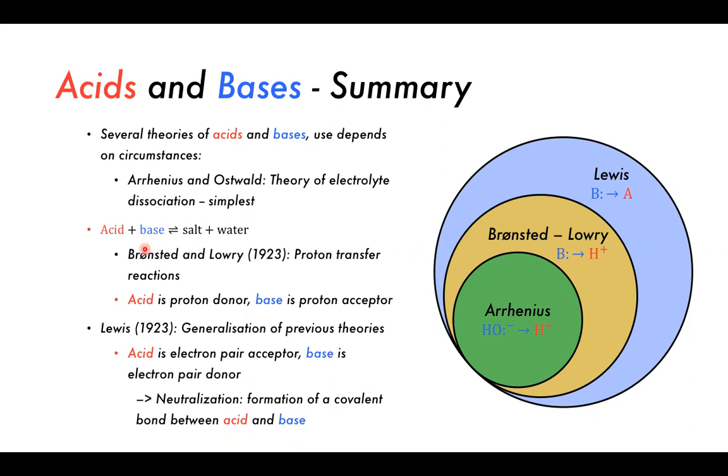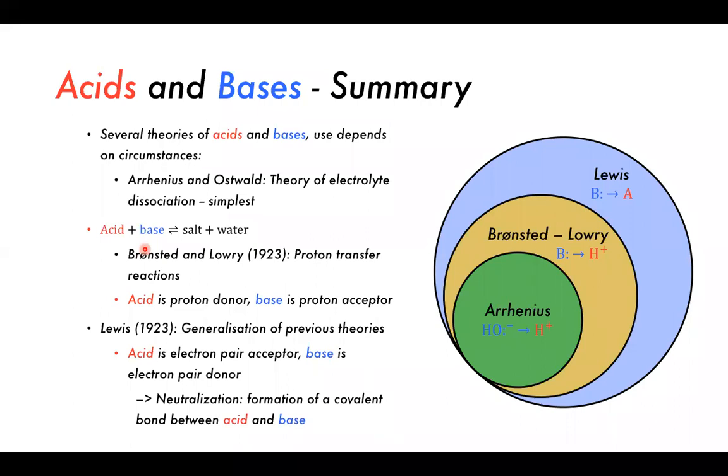And so that looked at things like the Bronsted-Lowry theory, which was the proton transfer reactions. That was where we had a base as a proton acceptor and an acid as a proton donor. But by and large, it's still very much connected with the Arrhenius theories.